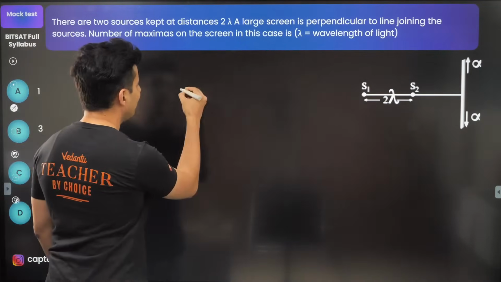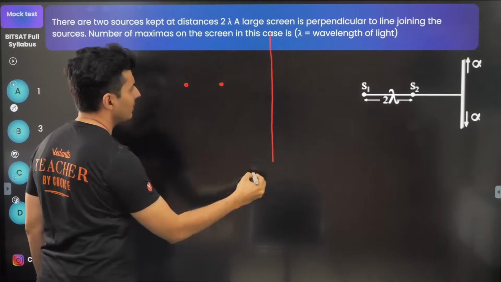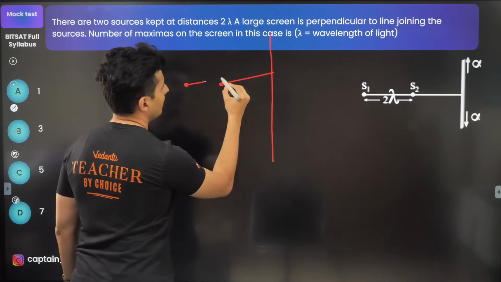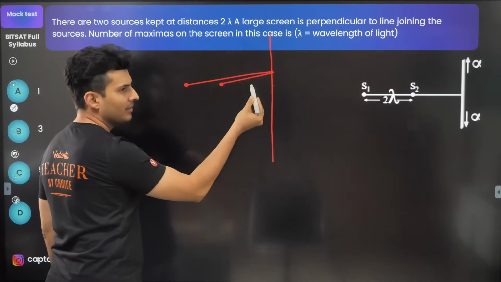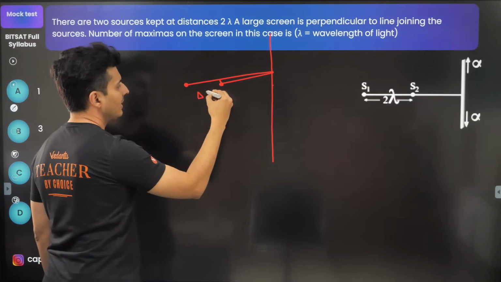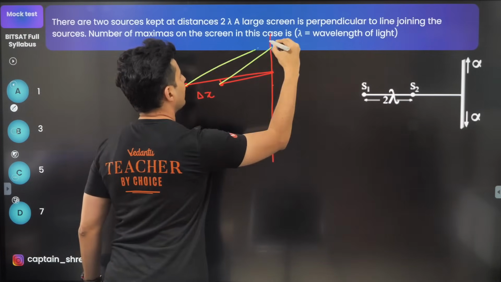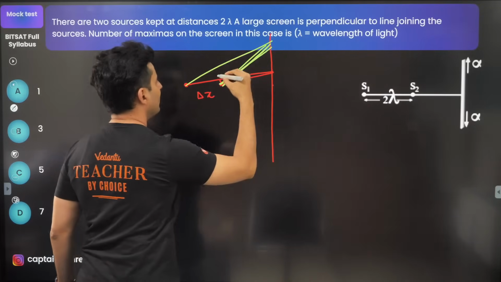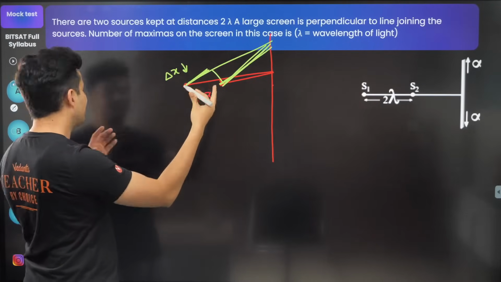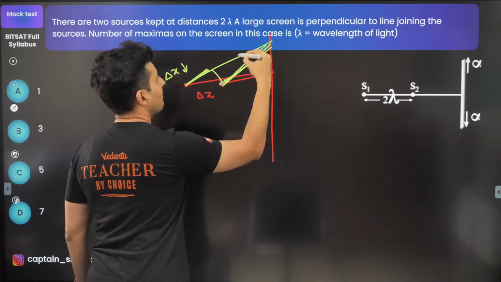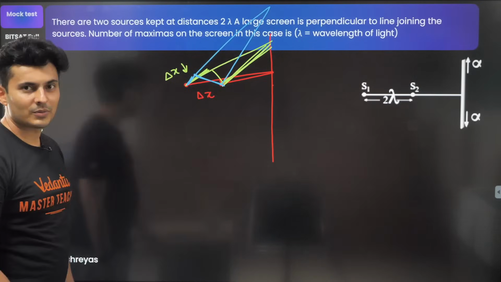Whenever you have two sources and there is a line over here, when you are at this point very close to the center, there is definitely some path difference. You can see that there is definitely some delta x. Now, as you go a little bit far away, you will see that this path difference will actually reduce. And when you go really far away, the path difference will reduce.